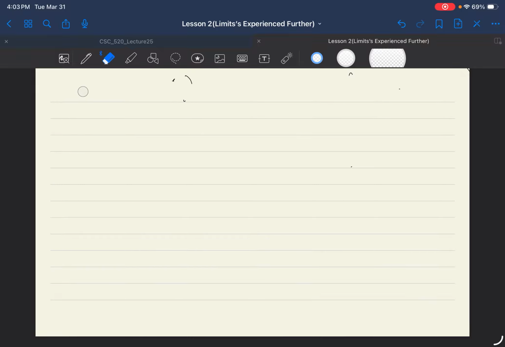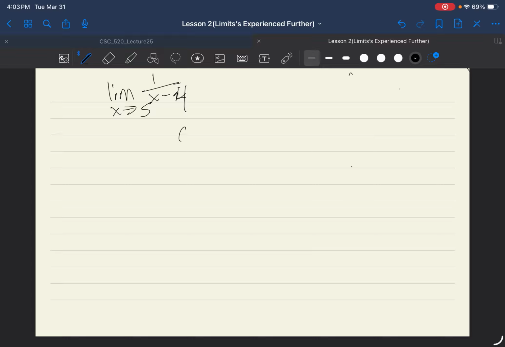Okay, so tables are pretty simple, right? Say you have this limit: the limit as x approaches 5 of 1 over x minus 5. Not infinity, infinity is a bad number. So actually, let's choose a different number. Let's do x minus 4. Now we're going to make a table. We'll do x and f of x. And this is going to be our little table.